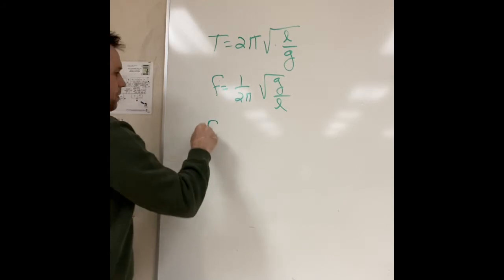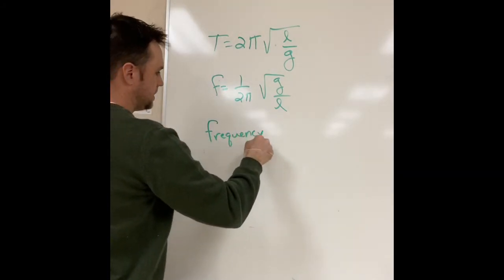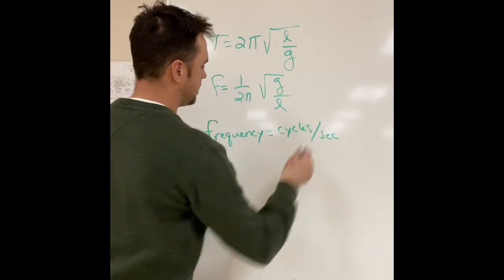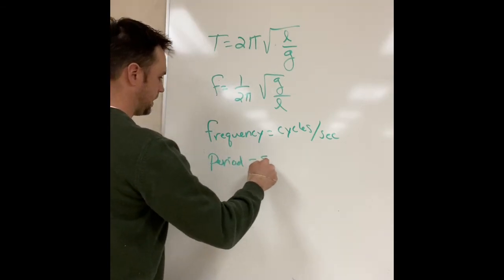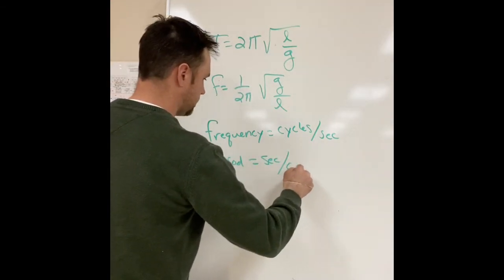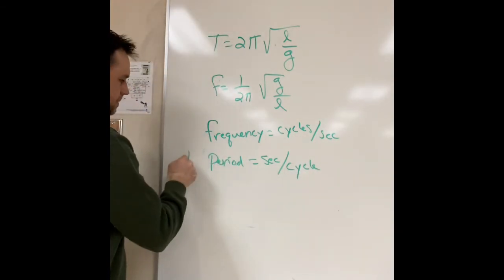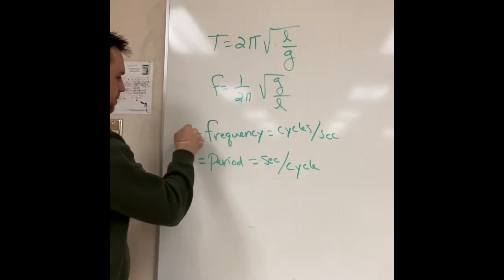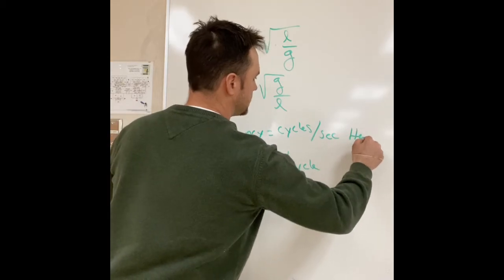So frequency is the cycles per second. And period is the seconds per cycle. And for period, we use a capital T. It's a special kind of time. And for frequency, we use an f. Another way that we can say cycles per second is we say hertz.